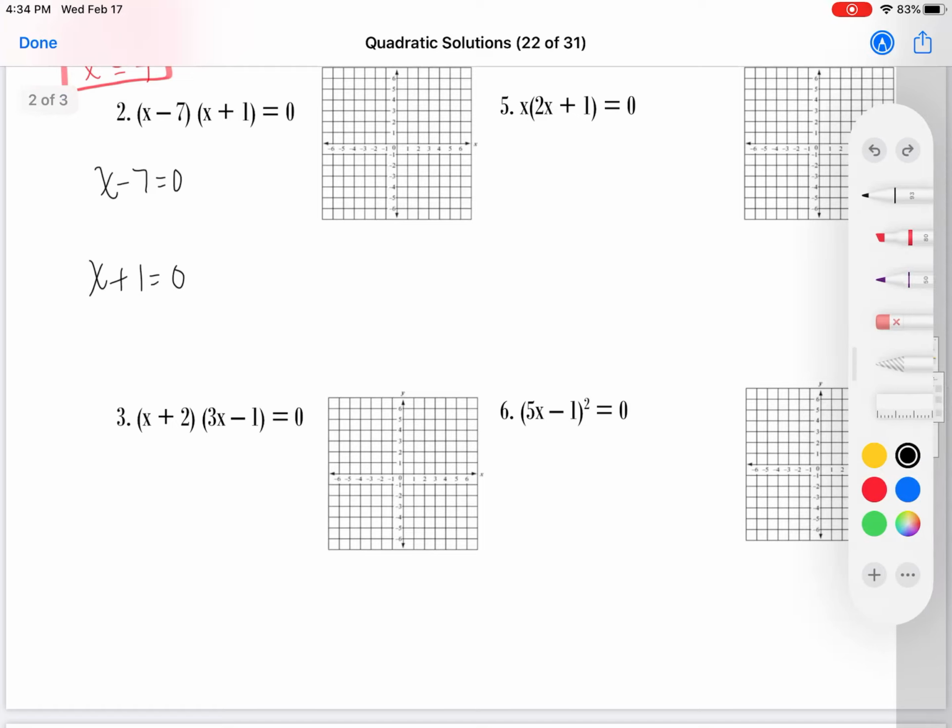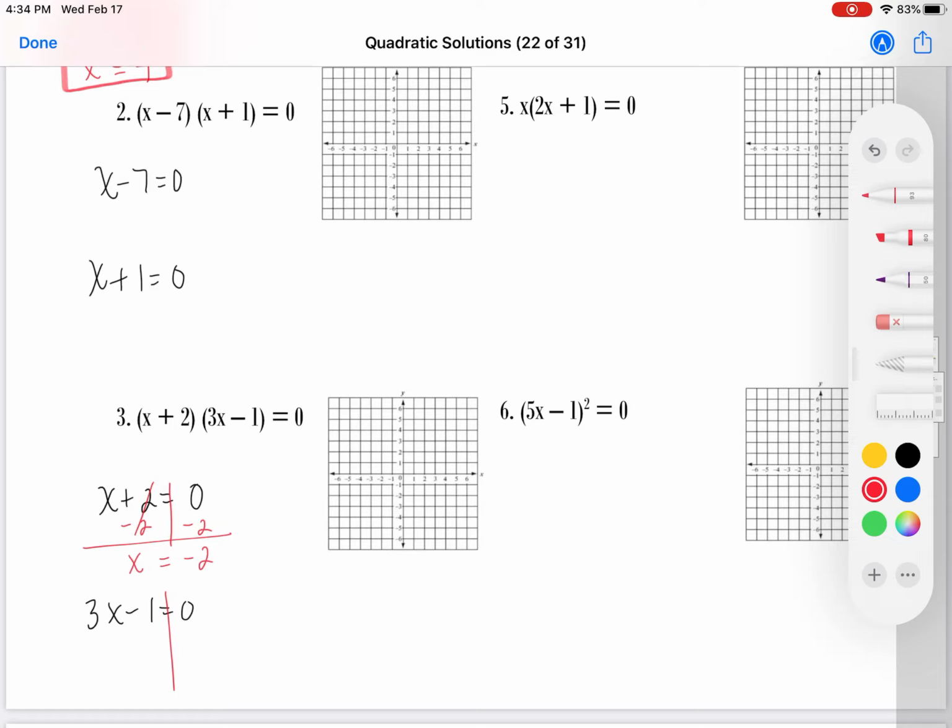So number 3 is the exact same idea. Don't let it confuse you. I'm going to set the first piece equal to 0, and then I'm going to set the second piece equal to 0. The first one's easy. I know how to solve this. To get x by itself, I move the 2 by subtracting 2. Easy.